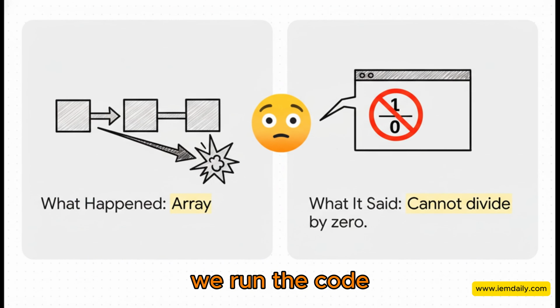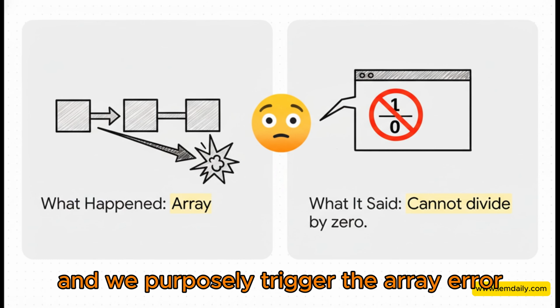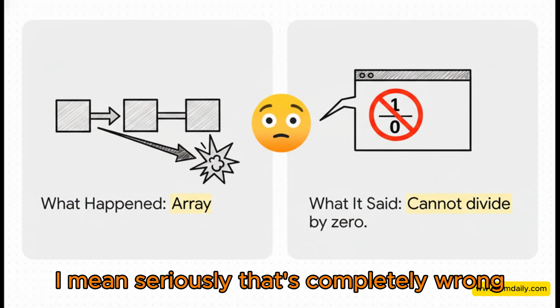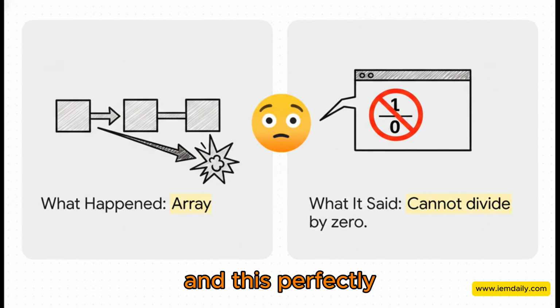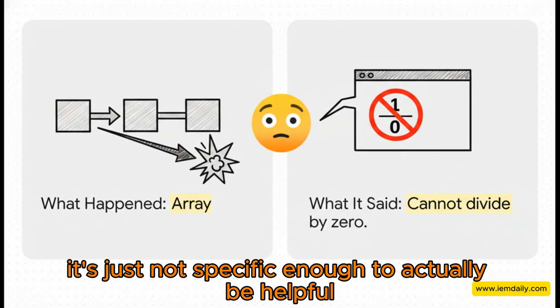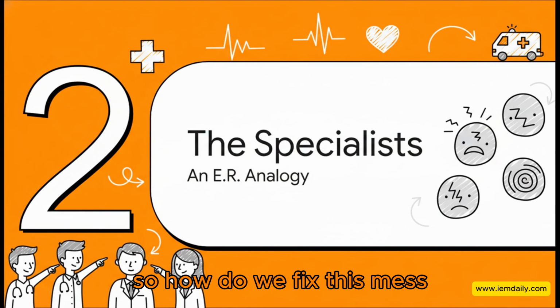So, we run the code and we purposely trigger the array error. But what message do we get? "Cannot divide by zero." I mean, seriously? That's completely wrong. And this perfectly shows the problem with that one generic catch block. It's just not specific enough to actually be helpful. So how do we fix this mess?